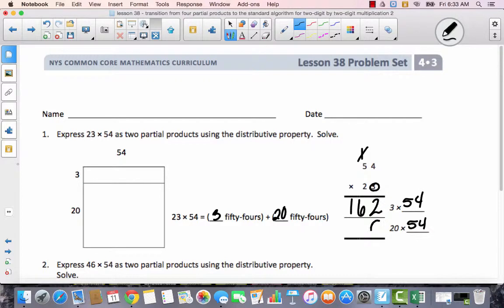I have to put down my 0. 4 times 2 is 8. 5 times 2 is 10. Okay, so you can see if you thought that that 1 was part of this problem and you added it, you would have 11 here, and that would get you the wrong answer.